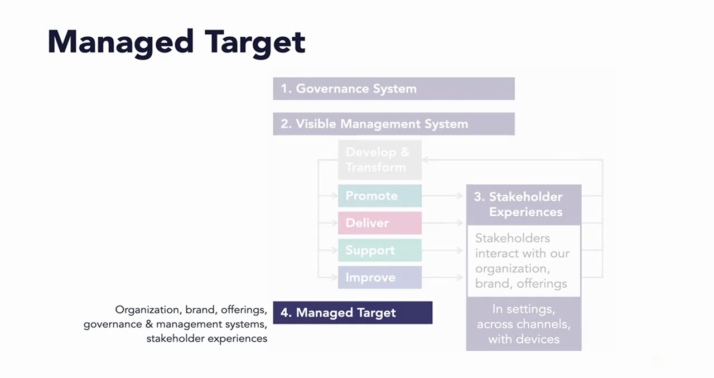Here we see the target of our Agile Service Management, what we manage because it's worth managing. We manage our organization, brand, and offerings so that we can deliver the right stakeholder experiences at touchpoints. We manage the stakeholder experiences themselves, which are at the center of everything we do. And we also manage our management and governance systems, too. Let's now have a look at the Visible Management System in detail.